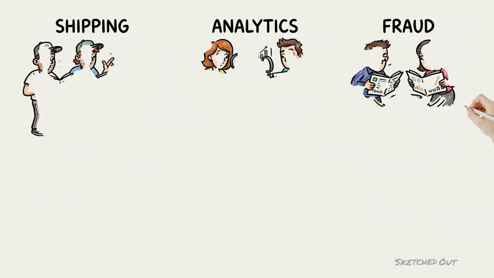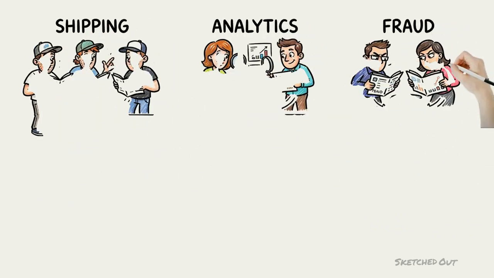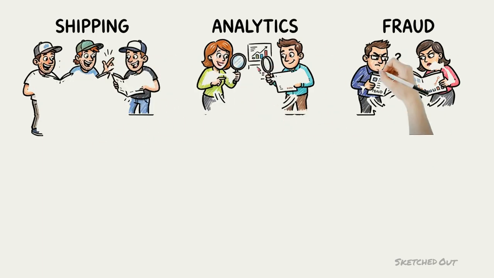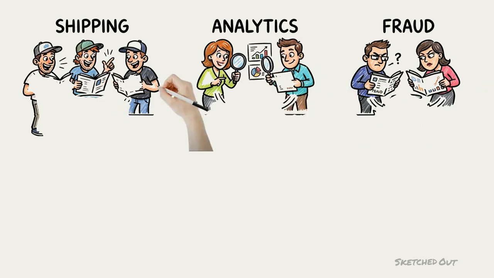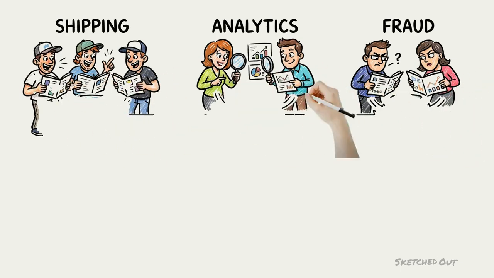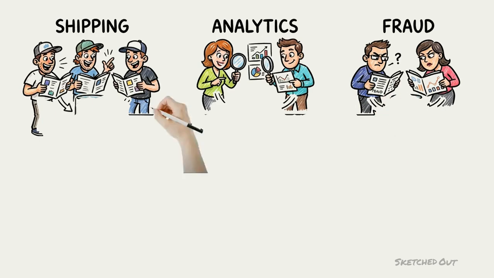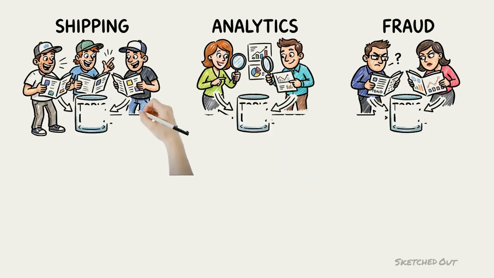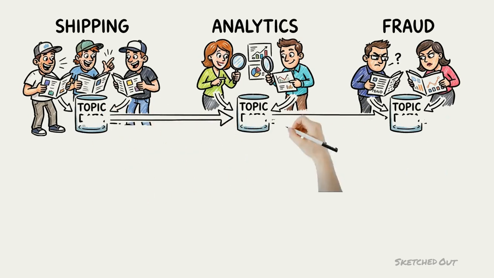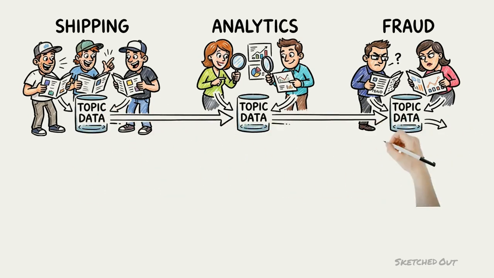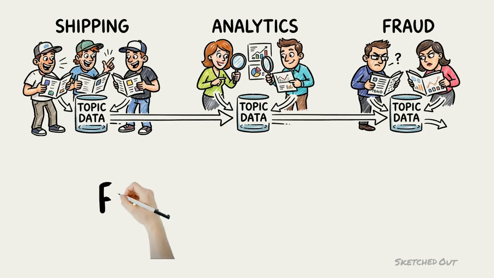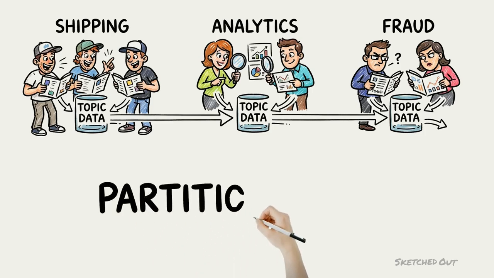Now comes the feature that makes Kafka feel fundamentally different from a traditional queue. Multiple consumer groups can read the same topic independently. The shipping service reads the orders topic, the analytics service reads it too, fraud detection also reads it. Each group keeps its own offsets, so they all move through the same event stream at their own pace without interfering with one another.